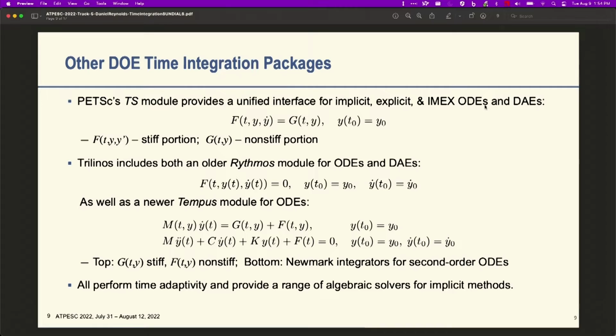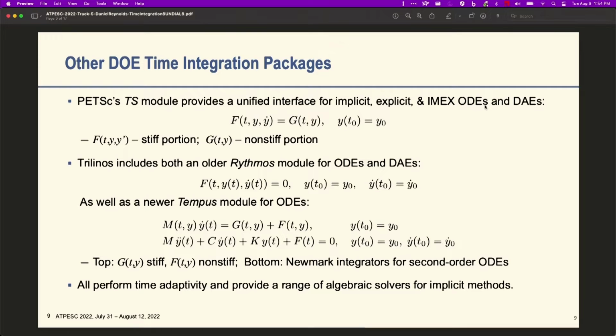Trilinos has an older package called Rythmos, but that hasn't really been developed in recent years. Their newer one is called Tempus, and it looks a lot like our code. Basically, they support the same types of problems that our code does. They have another form that they support, which is for Newmark integrators for second-order ODEs. But in general, they support the same kind of IMEX type splittings. They don't have multi-rate, but they have IMEX.